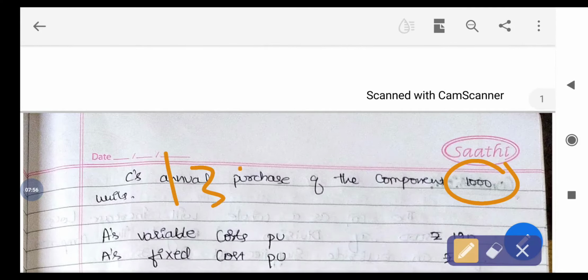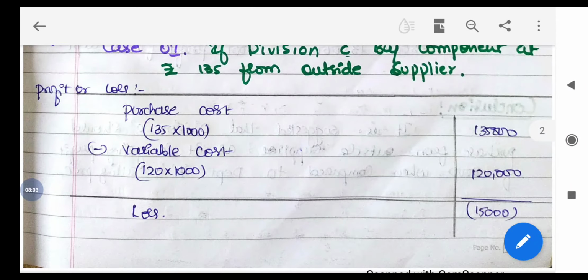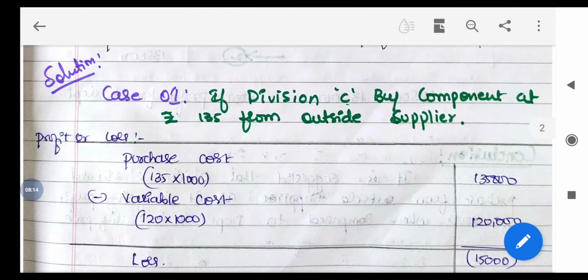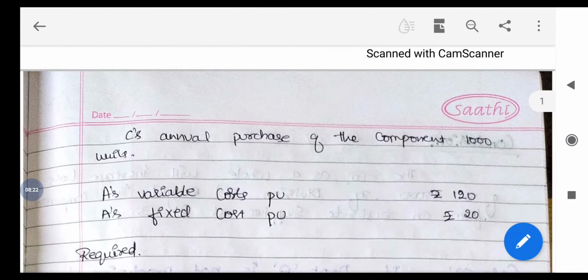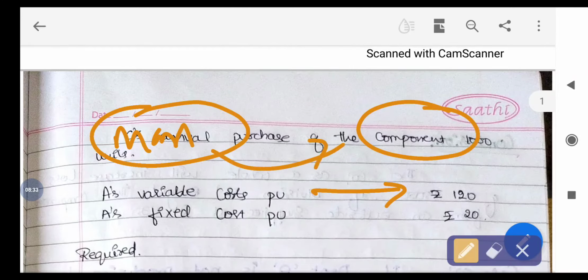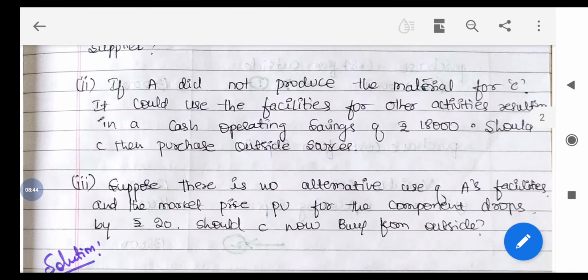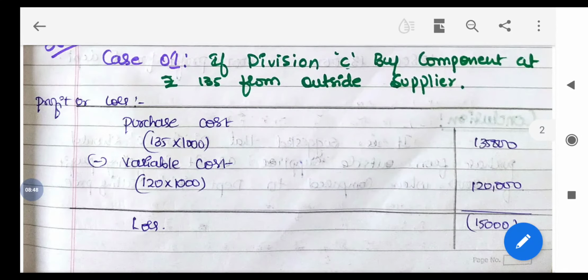So what is the price they are getting in the market? That is 135. So 135 into 1000 is 1,35,000. So the purchase cost is 1,35,000. And if we have to consider the company's, that is division A's manufacturing cost, that is the variable cost. The variable cost is 120 rupees per unit. In the first case we are comparing the market purchase and its effect on the company as a whole. So if we want the company as a whole, we have to consider division A's variable cost, which is 120. What are the total units they want? 1000. So 120 into 1000 is 1,20,000.